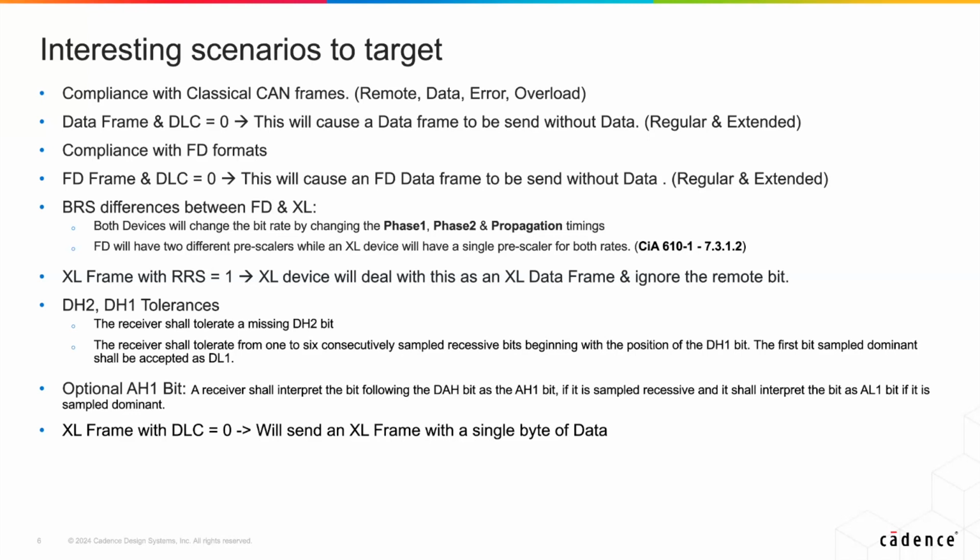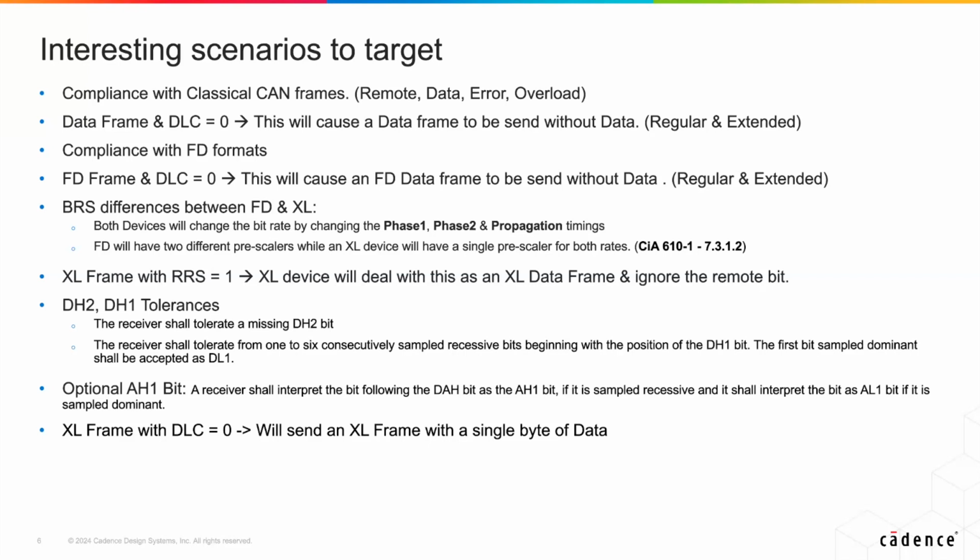Now, in a classical CAN device, there's an edge case that is a data frame with no data. It's technically possible to send a data frame with the data length count of 0. This will in turn send a data frame with 0 data. The same is in FD frames.